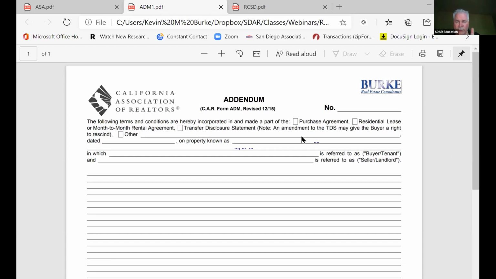Now, we talked about this yesterday, and I sent a really good Q&A into SDAR to send around to everybody regarding why it is so important to fill in the top part of the contract properly, check the right boxes, because everything I do from there forward is going to rely on that original document. And the addendum is just like that.